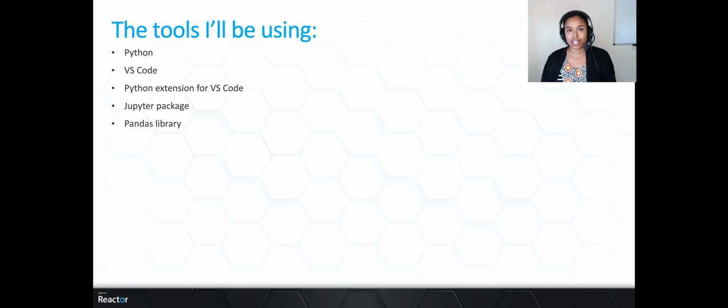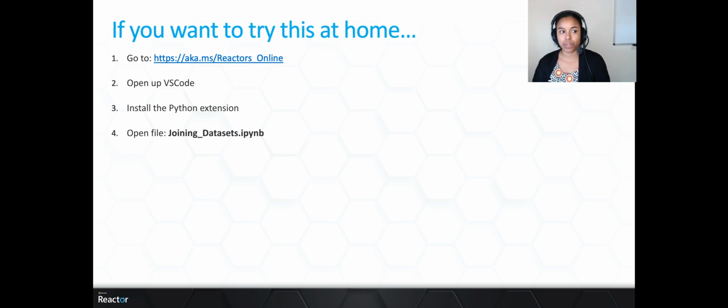So if you're not familiar with some of these tools, it's totally okay. You can go to aka.ms/reactors_online, and there you'll find a couple different things. First, you'll find some setup instructions. In setup.md, there's a markdown file with links to download the tools that I described on the last slide. And there you'll also find the Python notebook file that I'm going to be using today, joining_datasets.ipynb. Now let me transition over to open up VS Code and start to walk through that notebook and get into some of the demos.